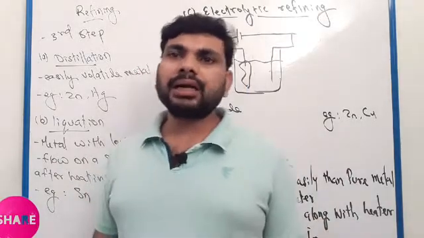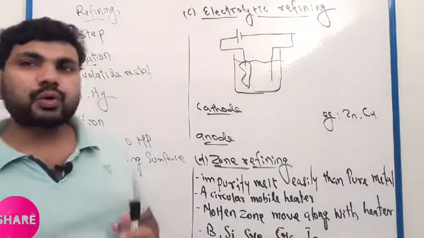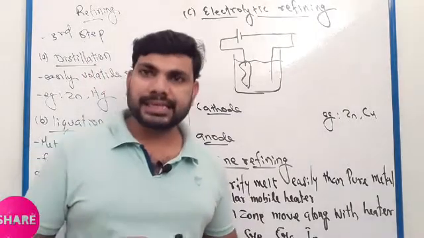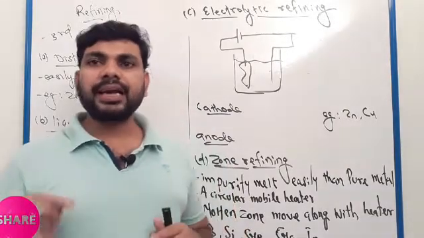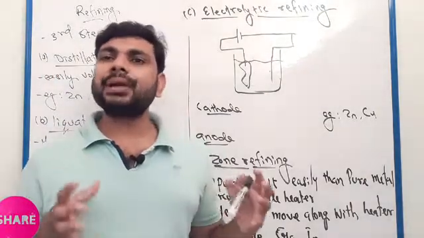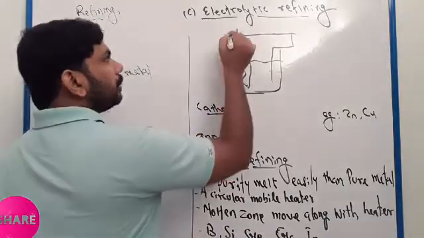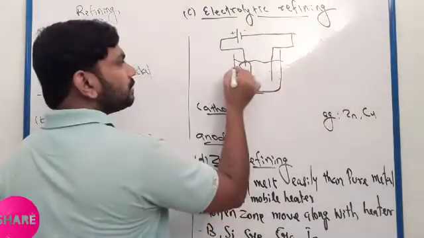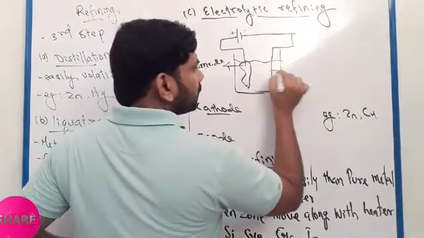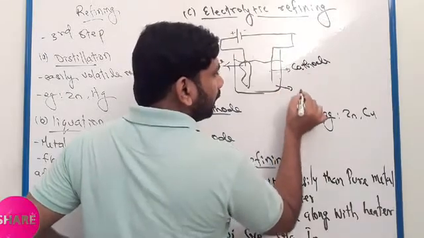Next, the third method for purification: electrolytic refining. Example: copper and zinc. Here we will use simple electrolysis. We know electrolysis means there will be an anode and a cathode. The positive electrode is the anode, and the cathode is the negative electrode. And there will be an electrolyte.